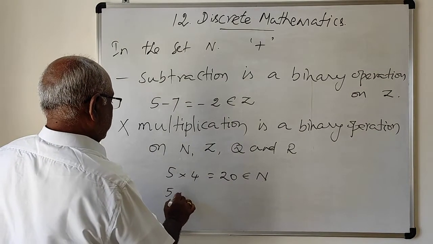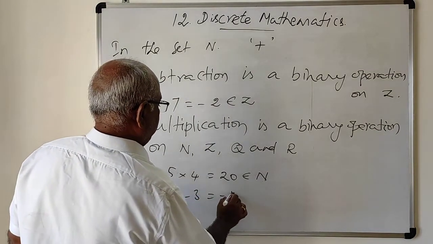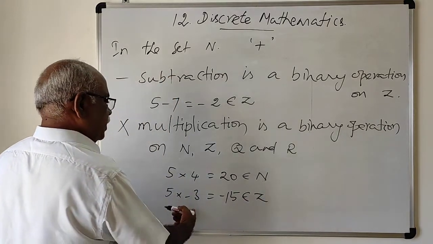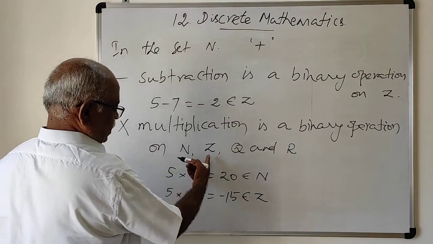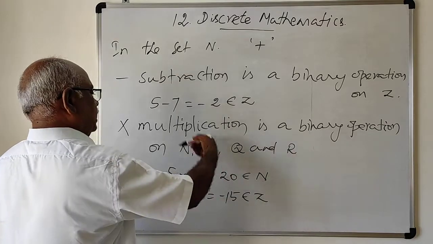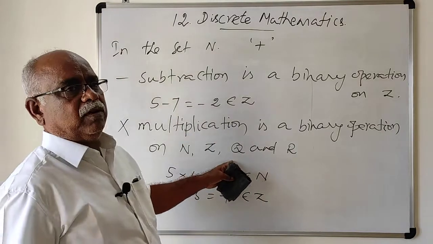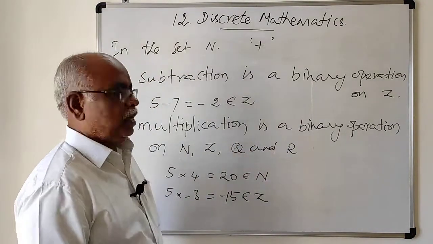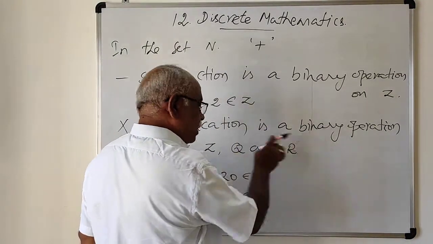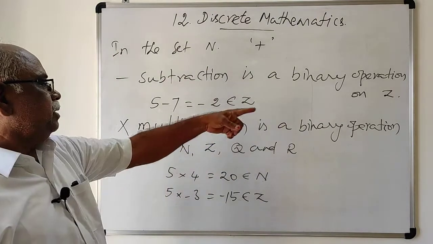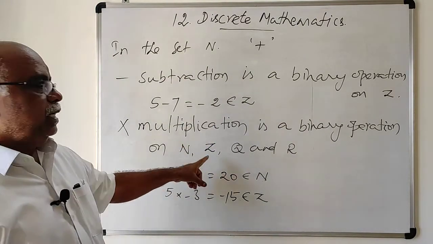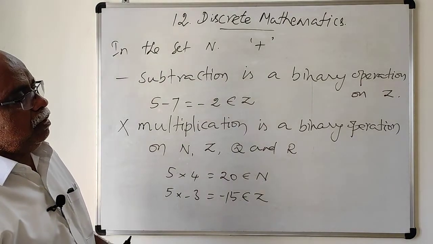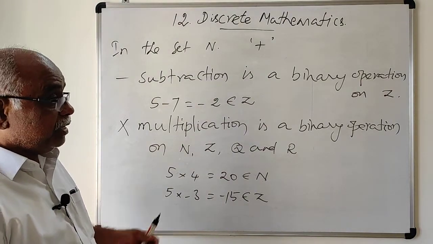5 into minus 3 equals minus 15, which belongs to Z. Therefore, positive and negative products of the members of Z stay in Z, so multiplication is a binary operation on Z. Similarly, the multiplication of two rational numbers is again a rational number. The multiplication of two real numbers is again a real number. Therefore, multiplication is a binary operation on N, Z, Q, and R. Then one more algebraic operation, division.